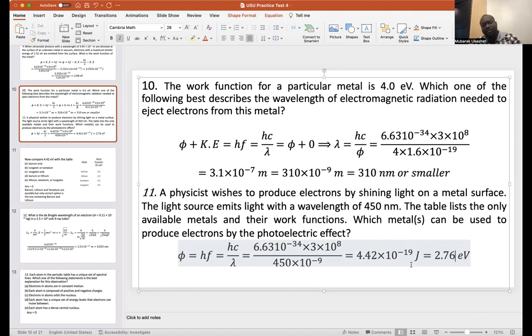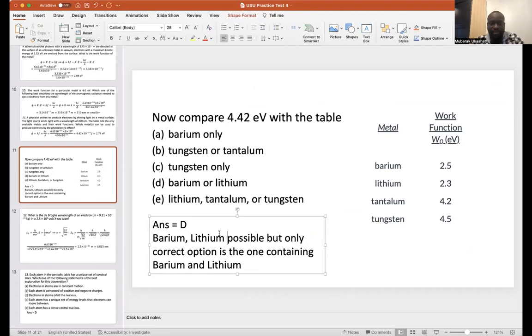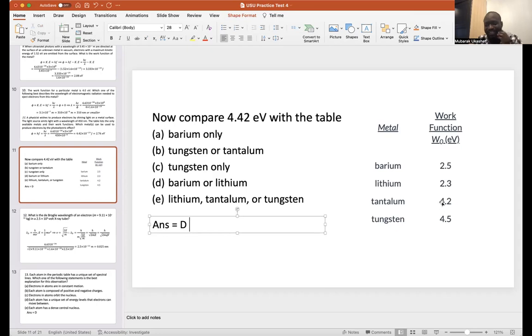So if we go to the next table now, anything that has 2.6 or less, this guy will be able to eject electrons from it. But anything that has more than that, he won't be able. So I only see barium and lithium. So barium and lithium are the only ones that are possible in this case. So the correct answer is D. Because I did it wrongly before, I had another one that could be possible because I didn't do the division correctly by 1.6. So only these two have energies less than the 2.76 that we got.